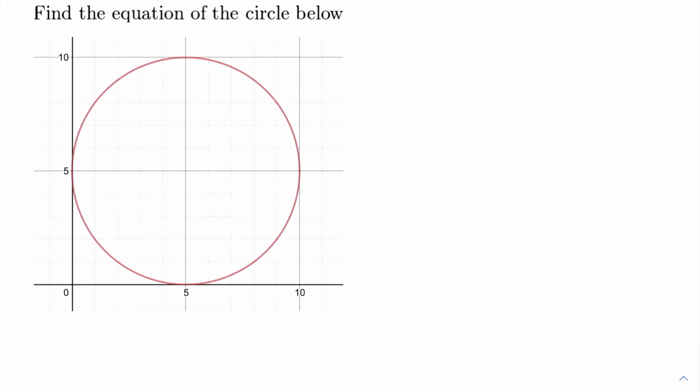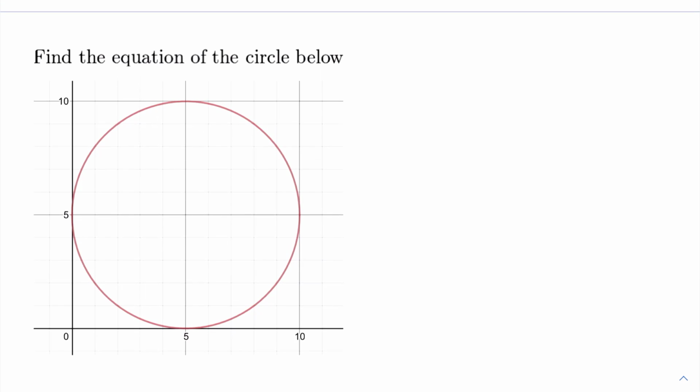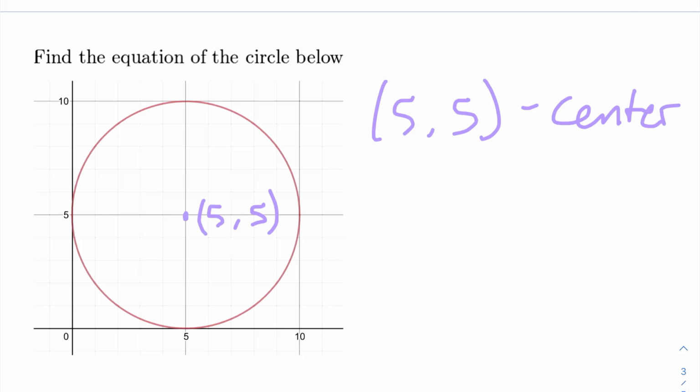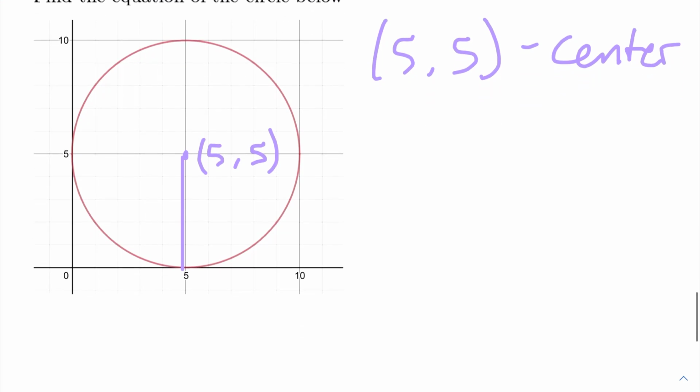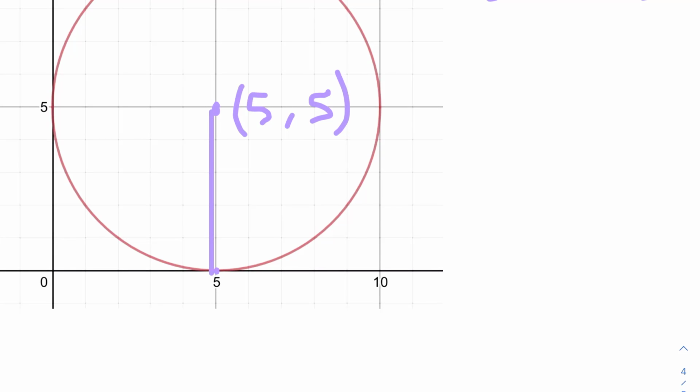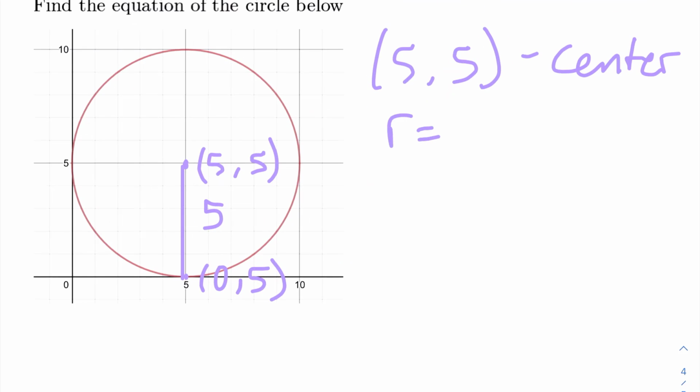Find the equation of the circle below. Now first of all, we see that the center of the circle is right here, and this point is (5, 5). So we have a center at (5, 5). And our radius is this length right here. And this point is (0, 5). Which means that the radius has length 5. So r is equal to 5. And now we're ready to write our equation.